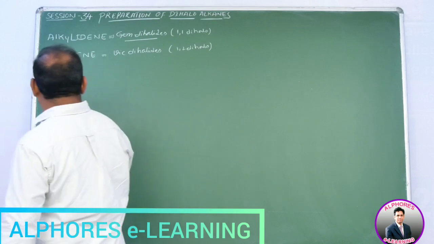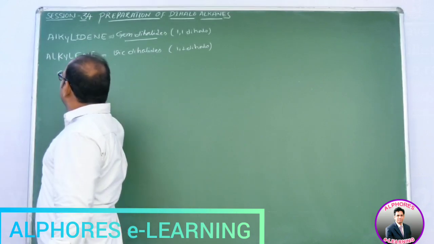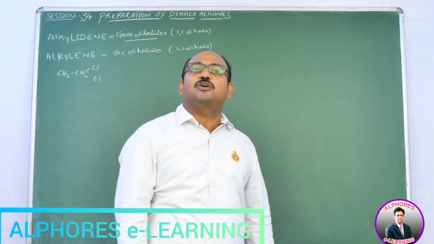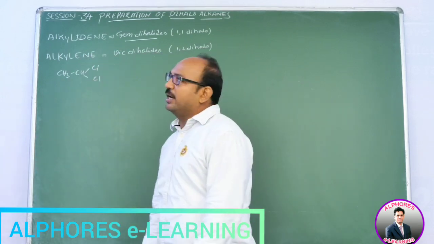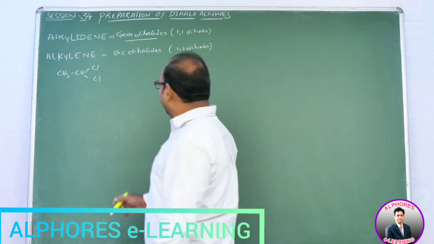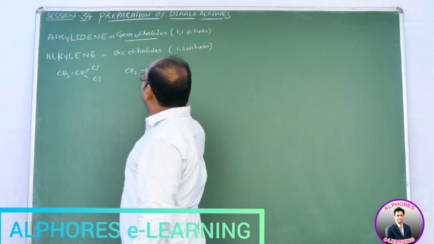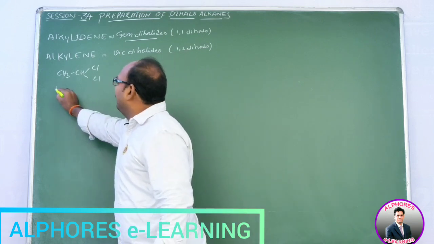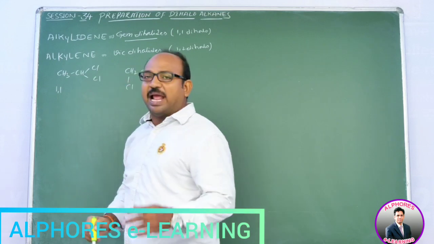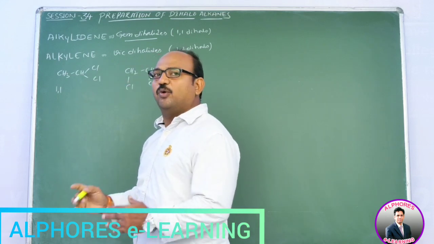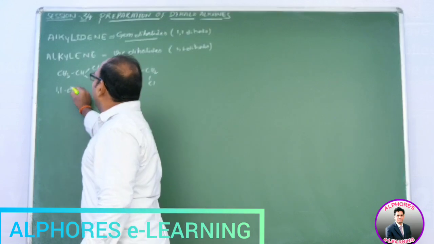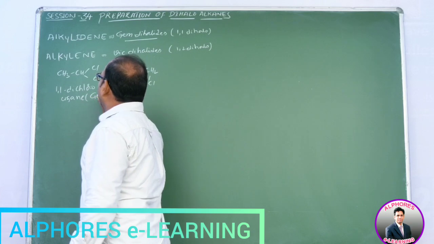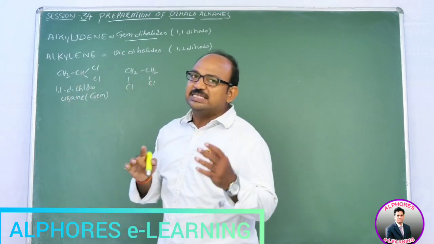Let us see the example here. I am going to consider CH3CHCl2. This one we call ethylidene chloride or 1,1-dichloroethane, and ethylene dichloride is CH2Cl-CH2Cl. In the previous case, the IUPAC nomenclature is 1,1-dichloroethane, and this one is a geminal dihalide because both the halogen atoms are on the same carbon.